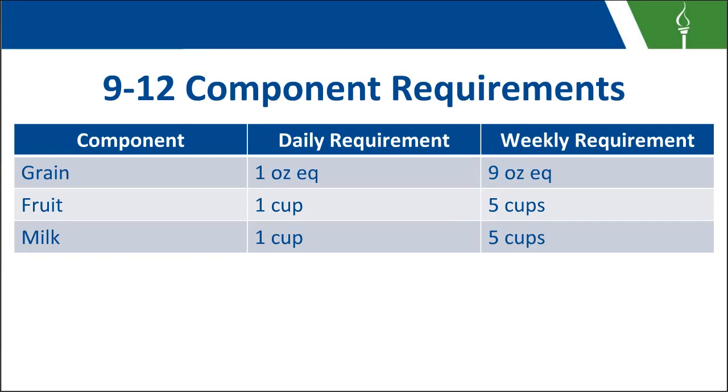For grades 9 through 12, again, we have 1 ounce equivalent of grain to be offered daily, 1 cup of fruit, and 1 cup of milk, 9 ounce equivalents of grain over the course of the week, and 5 cups of both the fruit and the milk component. And then when we get to the grades K through 12, we're just going to stick with that 9 through 12 component requirement, 1 ounce equivalent of grain daily, 1 cup of both fruit and milk daily, 9 ounce equivalents of grain over the course of the week, and 5 cups of both the fruit and the milk for the week.